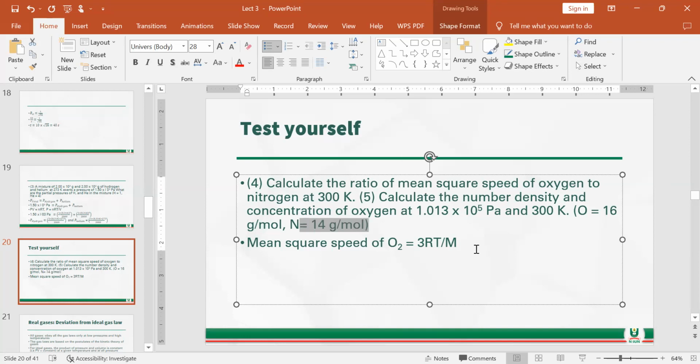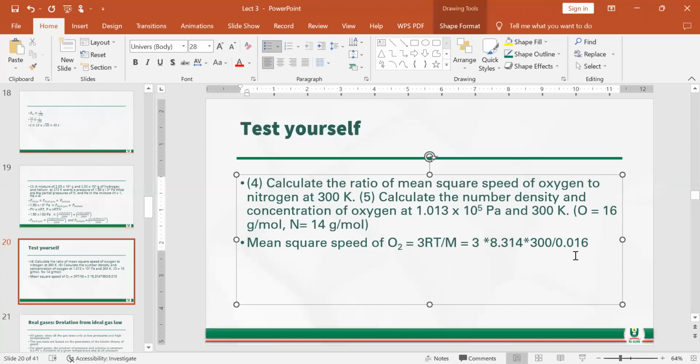All right, so you can calculate the mean square speed here, and this will be equal to 3 times the gas constant 8.314, times what? The temperature. And what was the temperature? 300 Kelvin divided by the molar mass. So that of oxygen is 16 grams per mole. So you divide that by 1,000. So you have what? 0.016.